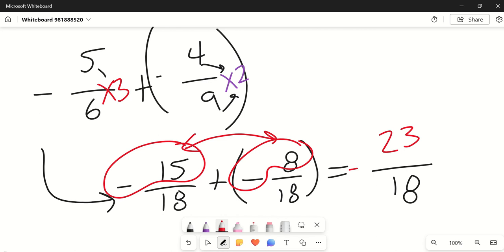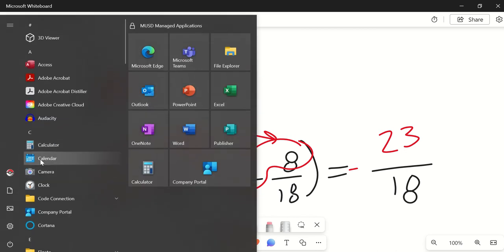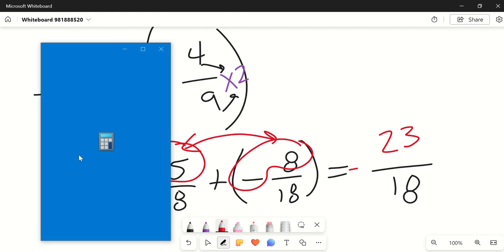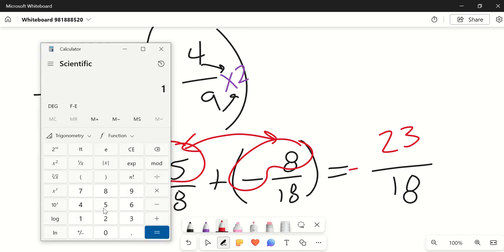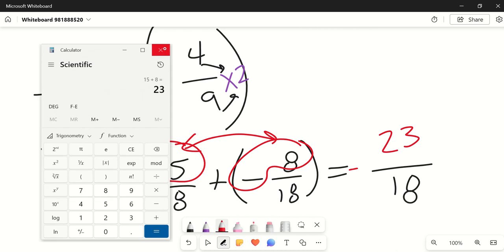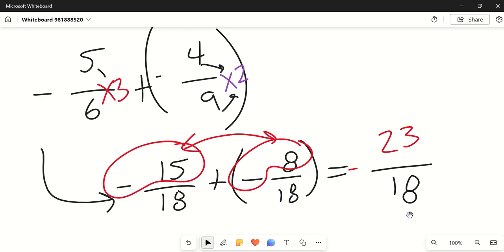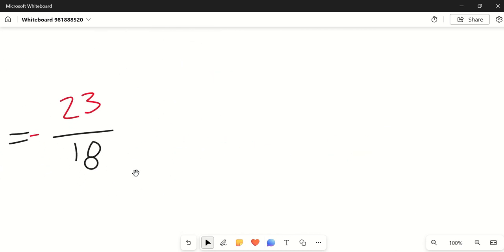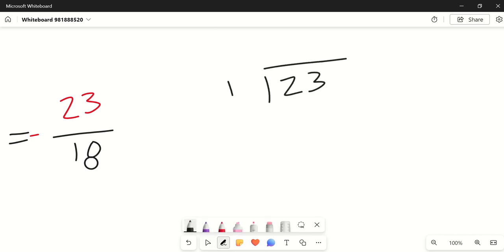And I'm going to check my math really quick, because I think 15 plus 8 is 23. But if you're not 1,000% sure, there's no harm in doing that. 15 plus 8 is 23. Okay. But we have ourselves an improper fraction. The numerator is greater than the denominator. Therefore, we are going to divide 23 by 18. 18 will only go into 23 one time.